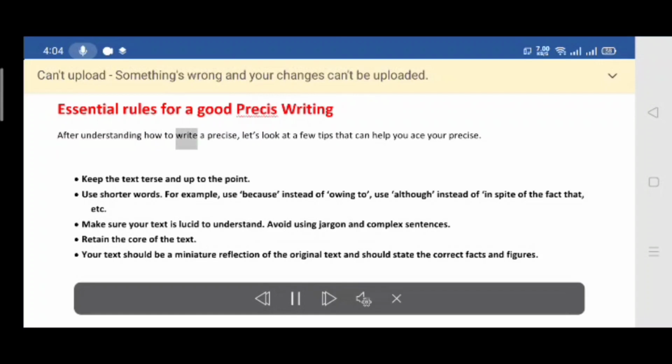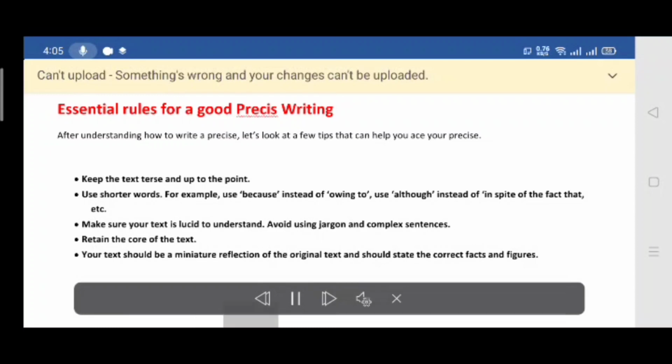After understanding how to write a Précis, let's look at a few tips that can help you ace your Précis. Keep the text terse and up to the point. Use shorter words. For example, use because instead of owing to, use although instead of in spite of the fact that, etc. Make sure your text is lucid to understand. Avoid using jargon and complex sentences. Retain the core of the text. Your text should be a miniature reflection of the original text and should state the correct facts and figures.